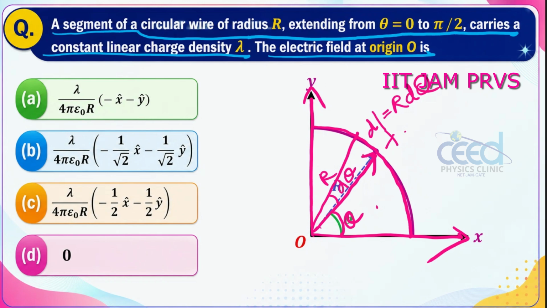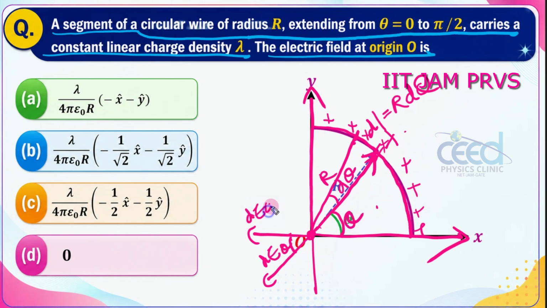Now this small elemental length has a line charge distribution. What is the electric field here due to this elemental length? Say that is electric field dE. We can make it into two components. This angle is theta, so this also is theta. So this is dE cos theta in the direction minus x cap, and this is dE sin theta in the direction minus y cap, right?